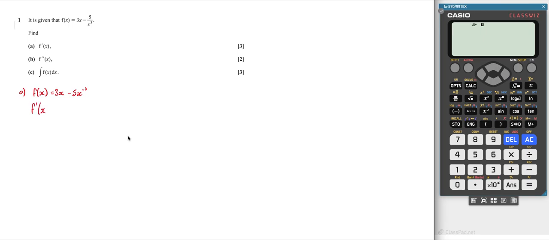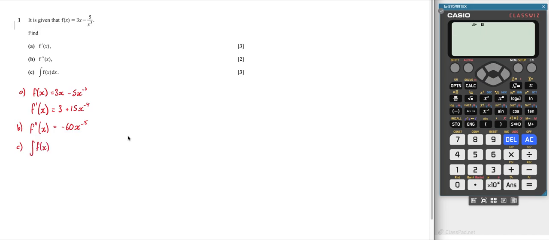f dash of x then, so we're going to differentiate. 3x just becomes 3. I'll have minus 5 times minus 3, which is plus 15x, minus 3 minus 1 is minus 4. B, f double dash, so I'm going to differentiate that again. Constant terms disappear. I have 15 times minus 4, so that's minus 60x to the minus 5.